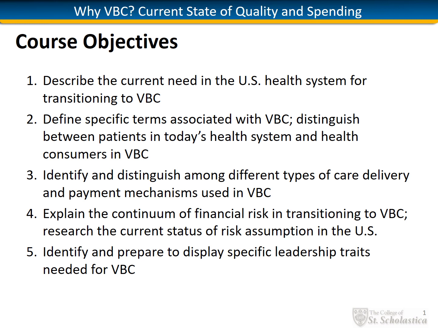Part of the trial and error process in value-based care has also resulted in different types of care delivery and payment mechanisms being tried, for which you should gain an understanding. We will talk about pay for performance versus shared risk and shared savings versus shared risk. We'll look at bundled payments and patient-centered medical homes as options for value-based care. The shifting of financial risk that characterizes value-based care will be explored.